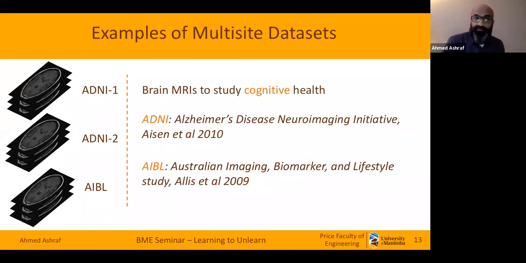Or like this is a well-known set of data sets for brain MRI scans, and basically they're used to classify the cognitive health of a person. So this is a famous initiative, the Alzheimer's Disease Neuroimaging Initiative. It actually has three data sets within the umbrella of this ADNI data set, and then a data set emerging from an Australian group.